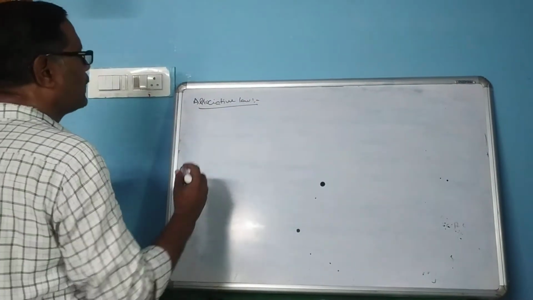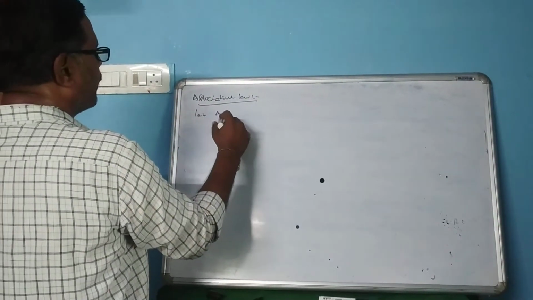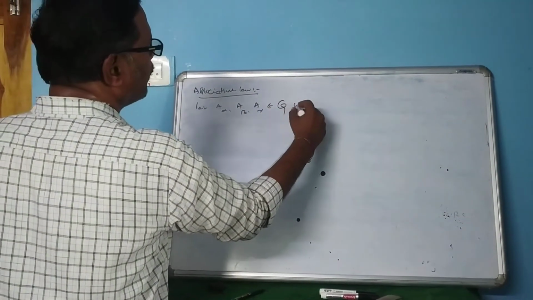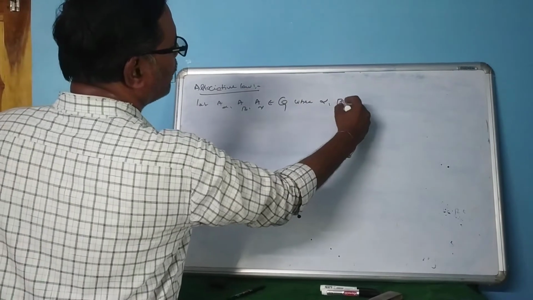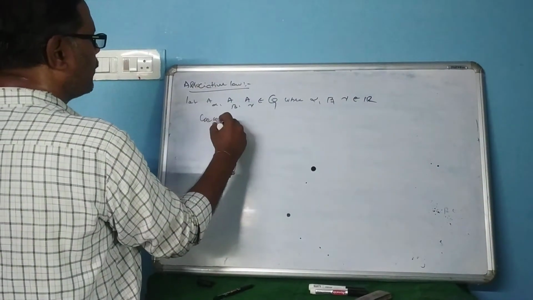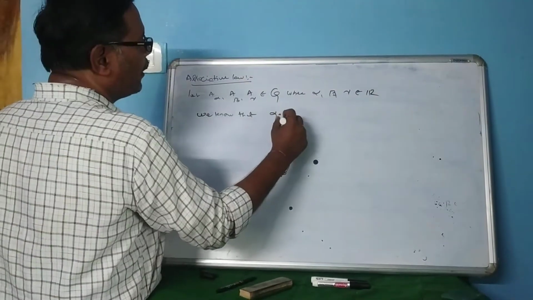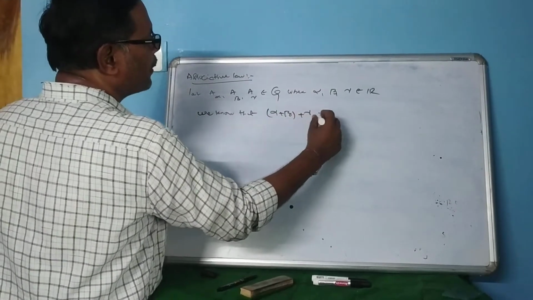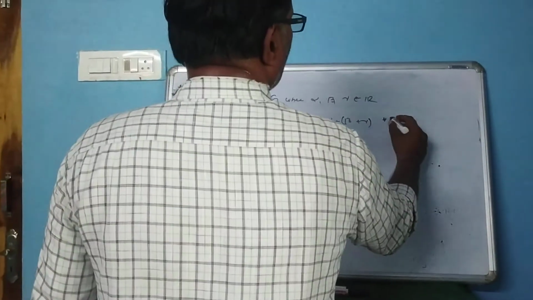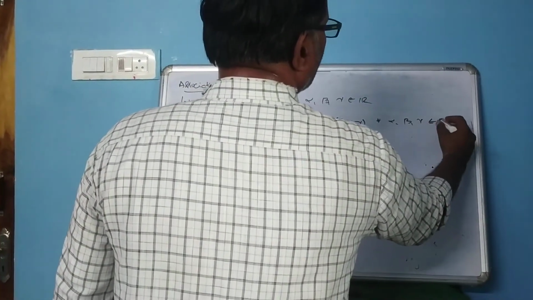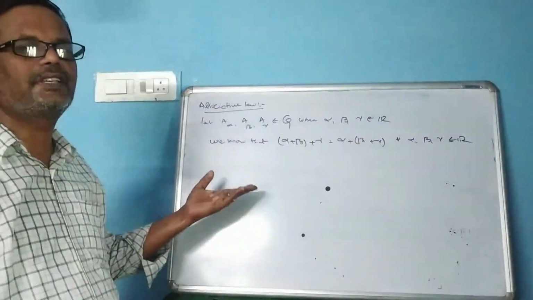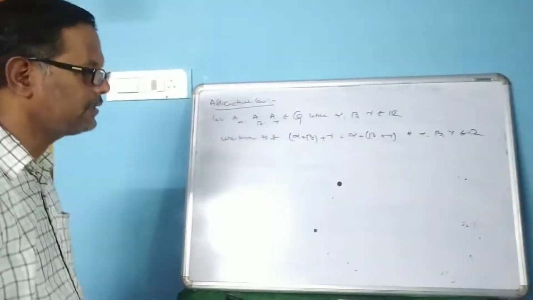Associative law. Let A alpha, A beta, A gamma belong to G, where alpha, beta, gamma belong to R. We know that alpha plus beta plus gamma is equal to alpha plus beta plus gamma, for all alpha, beta, gamma belonging to R, because these are all real numbers. Addition of real numbers is associative.